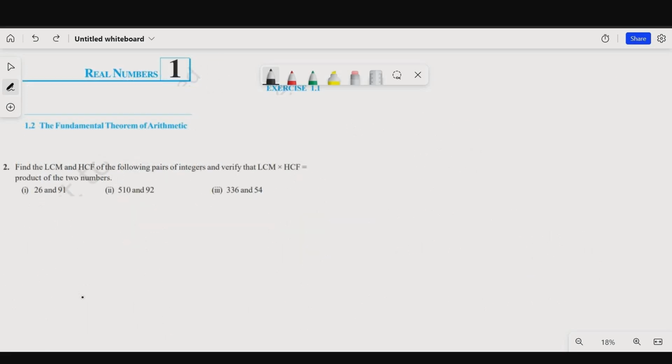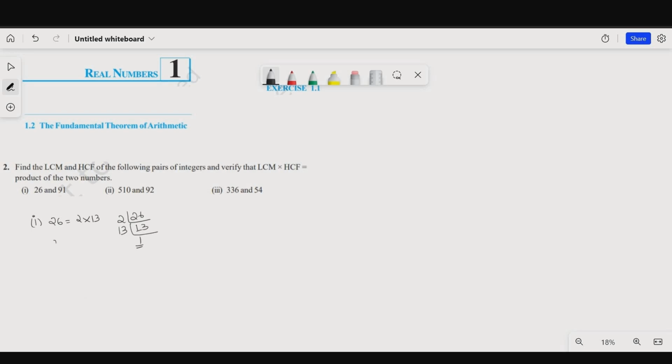Question number 2. Find the LCM and HCF of the following pair of integers and verify that LCM into HCF is equal to the product of the two numbers. So first problem, 26 and 91. Let's write 26 as the product of its prime factors. 2 is the smallest prime number that can divide 26. It gives you 13. Again 13 is a prime number, so it is divisible by itself. So we can write 26 as 2 into 13.